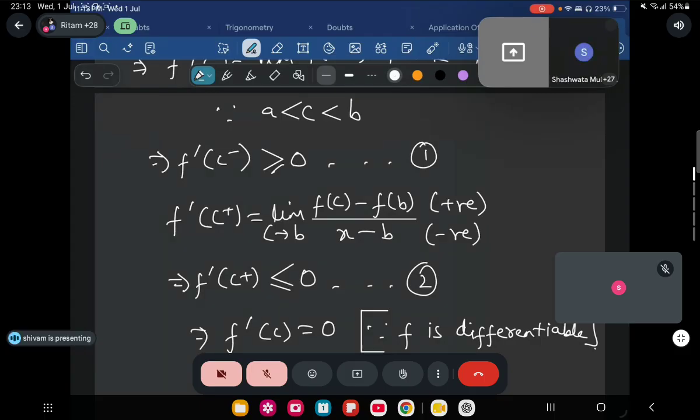Yes, tell me, Shashwata. Sir, in the denominator, is it x minus b or c minus b? C minus b, c minus b. C minus b.